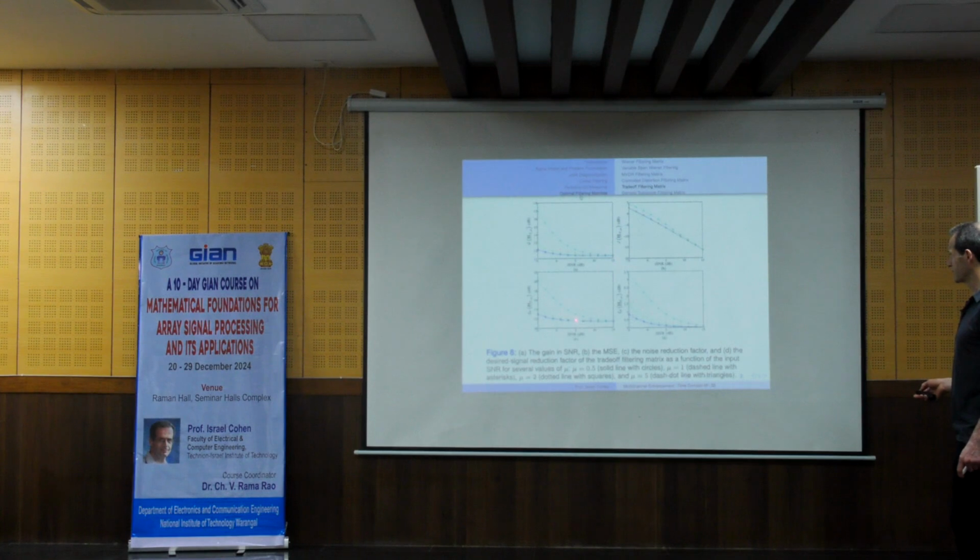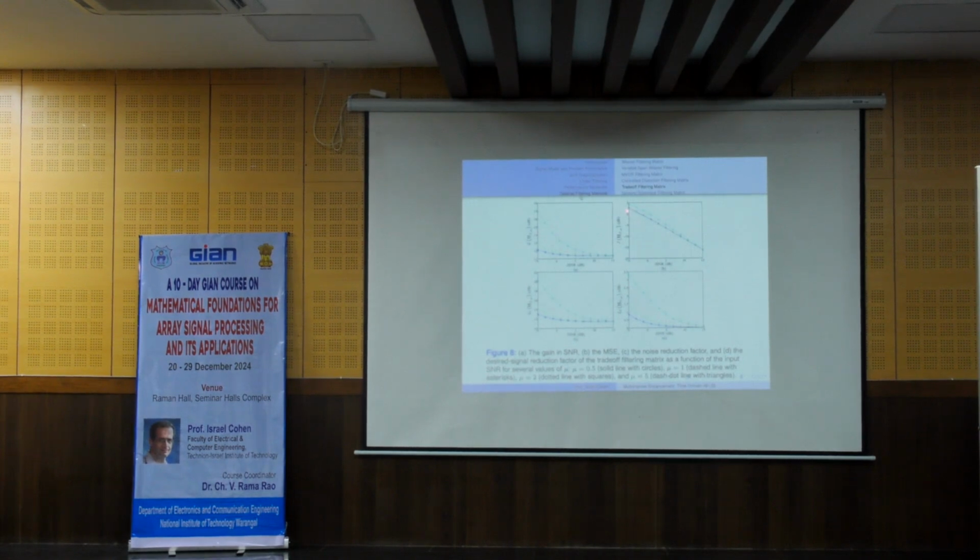You see, the blue line is with mu equals 0.5, the green mu equals 1, red mu equals 2, and the last one, the light blue, cyan, is mu equals 5. For a given input SNR, when you increase mu, the noise reduction factor increases because we suppress more noise. We give more importance to this part, so the noise reduction increases. Then the output SNR increases, and the distortion also increases because we pay for that with the signal distortion.